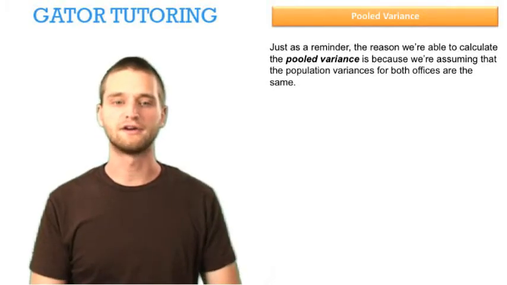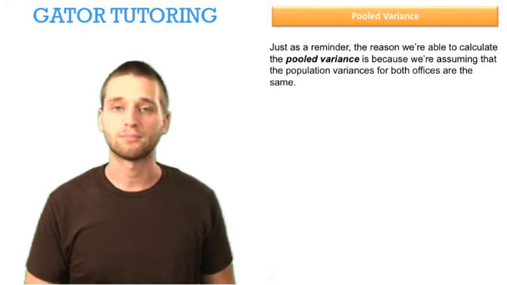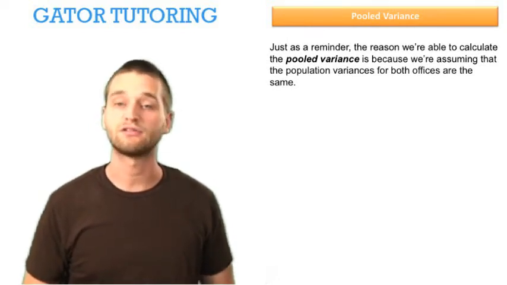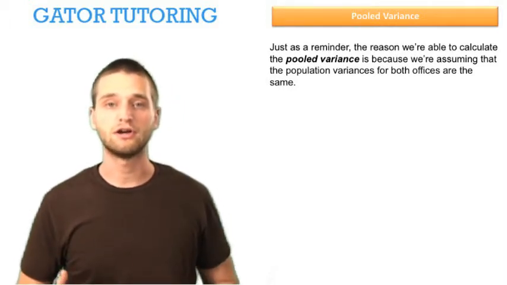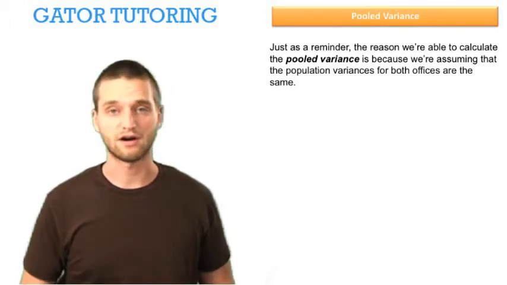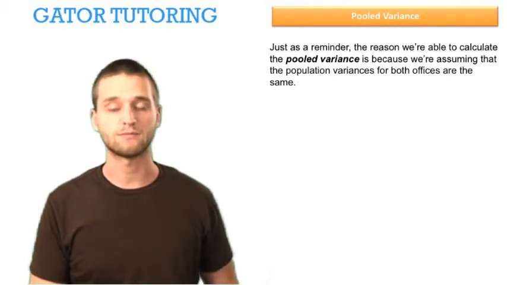So just as a reminder, the reason we're able to calculate the pooled variance is because we're assuming that the population variances for both offices are the same. We don't know what they are, they're unknown, but we're assuming that whatever they are, they're the same value. And that's an important assumption when we're calculating the pooled variance.